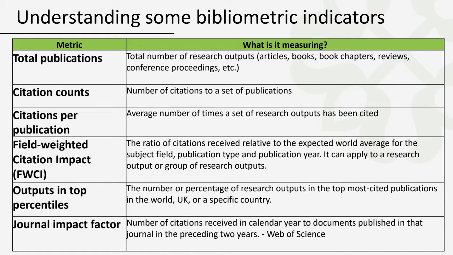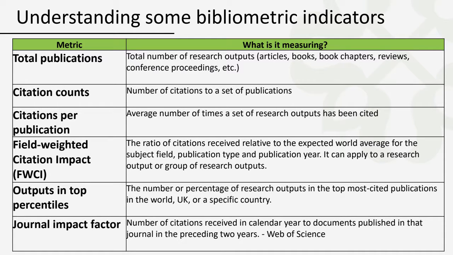We have the field-weighted citation impact. So this is an interesting one. This is the ratio of citations received relative to the expected world average for the subject field, the publication type, and the publication year. And the field-weighted citation impact can apply to a single research output, such as a journal article, or it could relate to a group of research outputs.